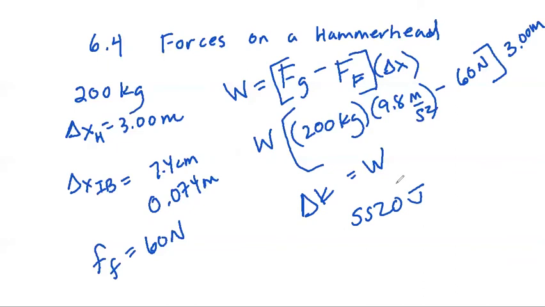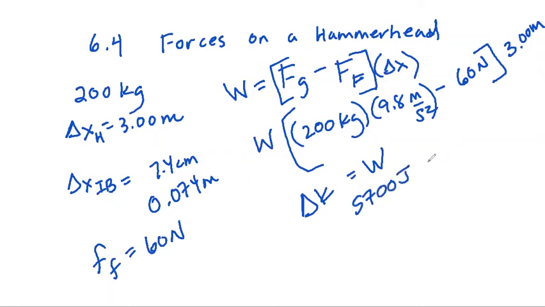Your book is getting a different value. Did I use everything right here? They have 1960 newtons for the weight. 200 kilograms times 9.8. Let me make sure I did this right. 200 times 9.8 minus 60 times 3 equals. Okay, now I do get that same value. A little arithmetic error there.